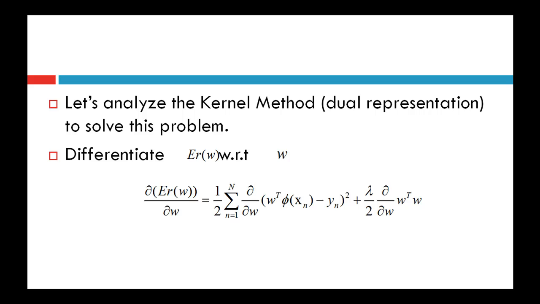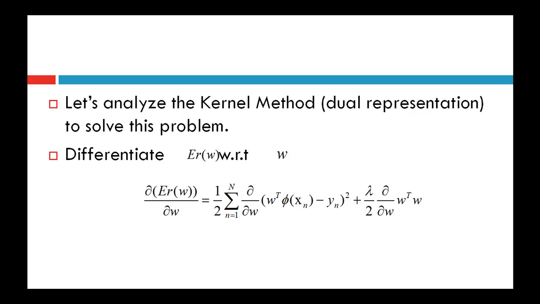So let's analyze the kernel method. There is a dual representation. The first thing that we'll do is to differentiate this objective function, that is the error E(w), the error with respect to w, and on differentiating it we get this expression, that is the differentiation of this error function with respect to w.